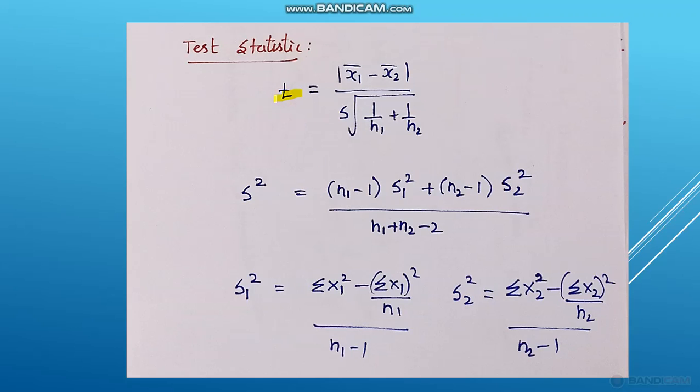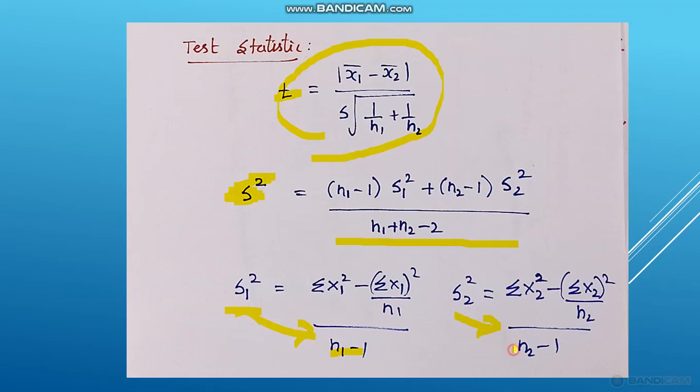The test statistic is this one, and this is the formula. Here S squared is the pooled sample variance, and this is its formula. The S1 squared formula is like this, and the S2 squared formula is this. Here n1 minus 1 and n2 minus 1 are the degrees of freedom, and the total degree of freedom is n1 plus n2 minus 2.